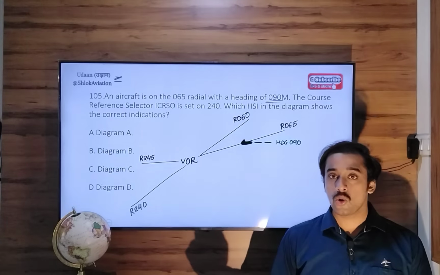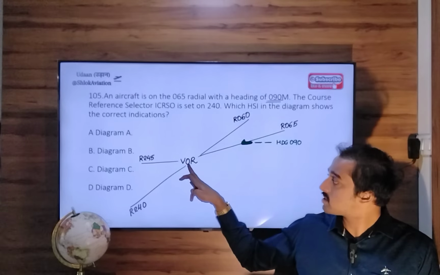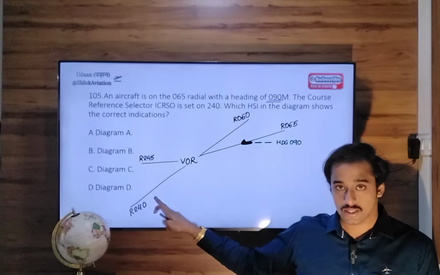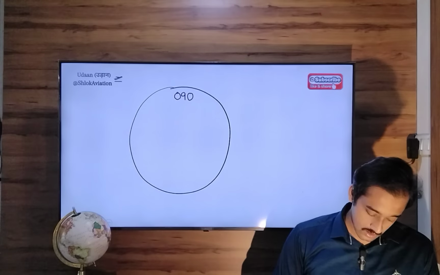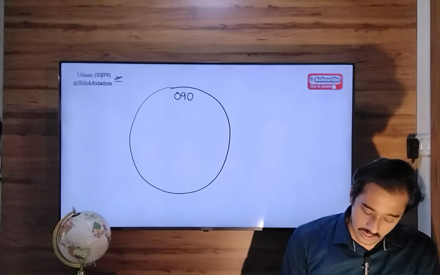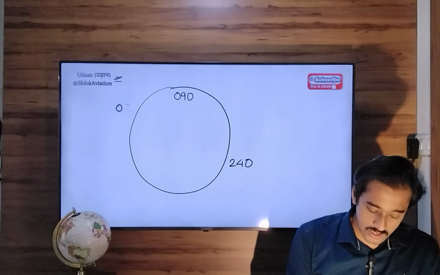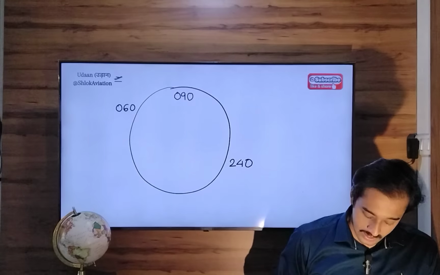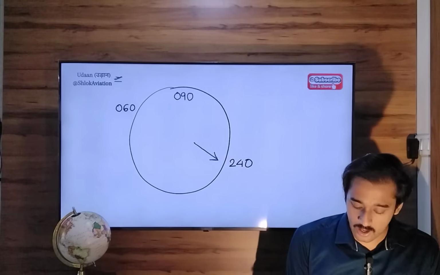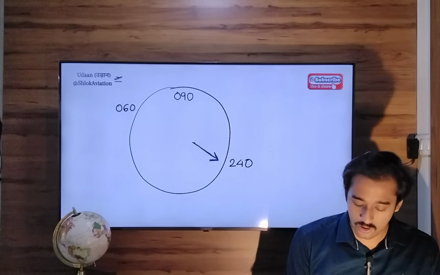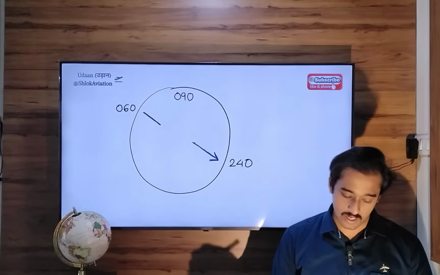Then the course that the pilot has selected is radial 240. So 240 will be here somewhere. The reciprocal 060 will be here. So the pilot has selected 240. The tip of the arrow will be pointing towards 240. The tail will be pointing on the radial on which the aircraft is situated.